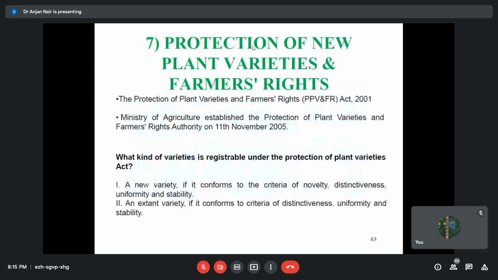The last one, the seventh, is protection of new plant varieties and farmers' rights. Again, not related to engineers, so just quickly, that is for new plant varieties. People do genetic modifications and come up with new kinds of plants and other agricultural products. In which case, you will not be awarded a patent, but there is another IP called protection of new plant varieties and farmers' rights.